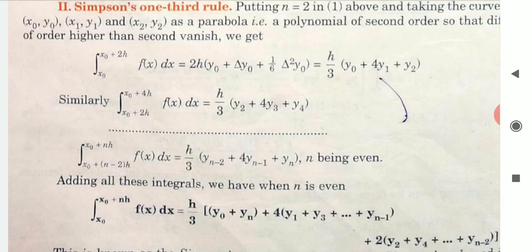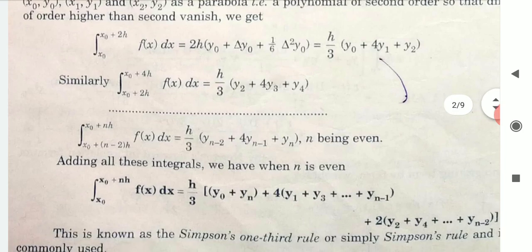Similarly we will get, the step of two differences comes again, integral from x naught plus 2h to x naught plus 4h, f(x) dx will be h by 3. You can see the pattern here, right? Everything is multiplied by h by 3, h by 3 into y2 plus 4 times y3 plus y4. So 4 coefficient we are getting in the middle, and so on. So x naught plus 2h to x naught plus 4h, x naught plus 4h to x naught plus 6h, x naught plus 98h to x naught plus 100h, x naught plus 100h to x naught plus 102h, and so on. Finally, in general, x naught plus n minus 2h to x naught plus nh, which will be given by h by 3 into yn minus 2 plus 4 times yn minus 1 plus yn.